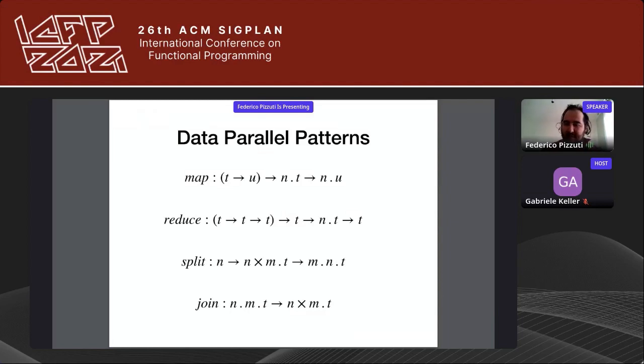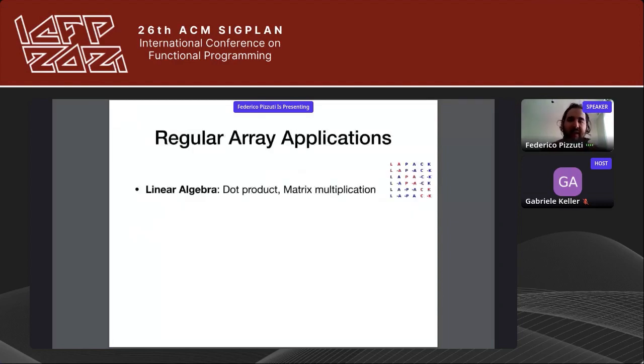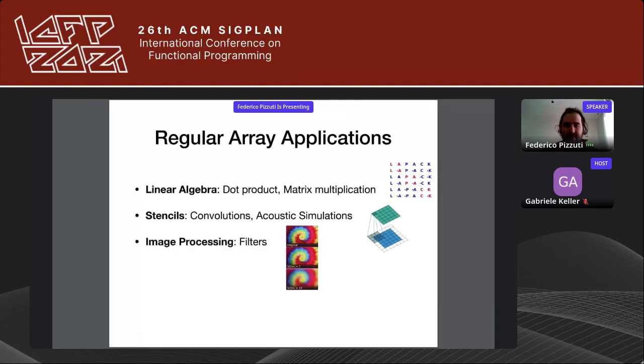So these array types are very rich and allow us to talk about the problems we care about. And they can be used again for many applications. Linear algebra is one such example, but also stencils, such as convolutions, acoustic simulations, and image processing, such as filters. All this works over grids, and this works very well.